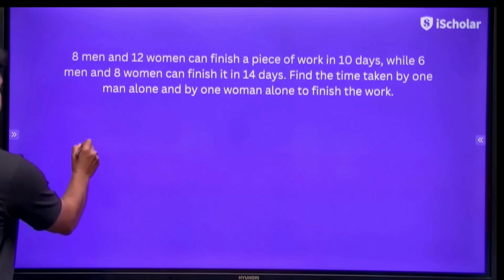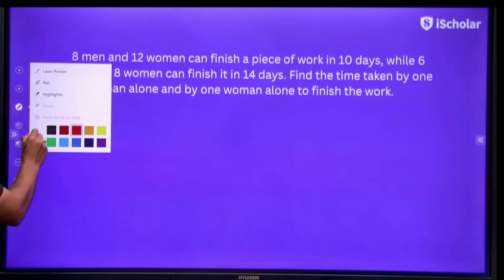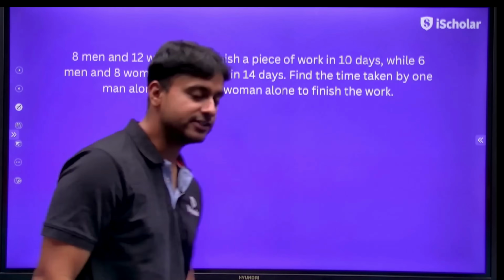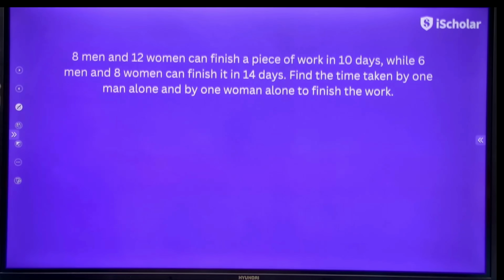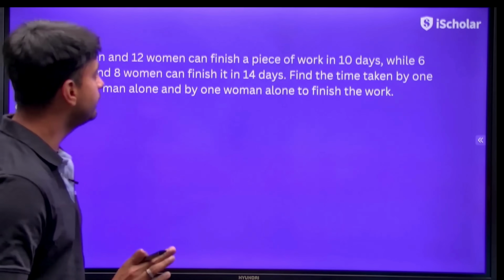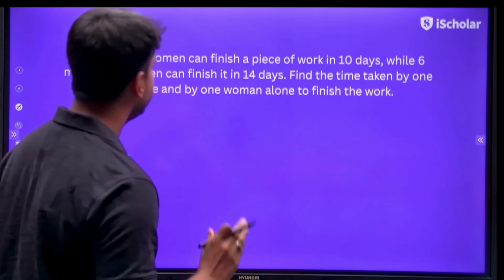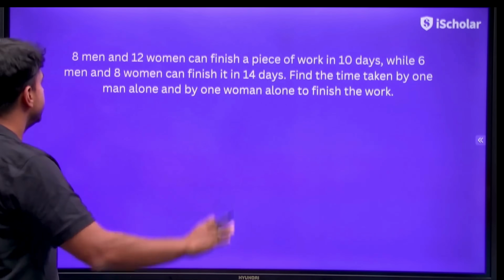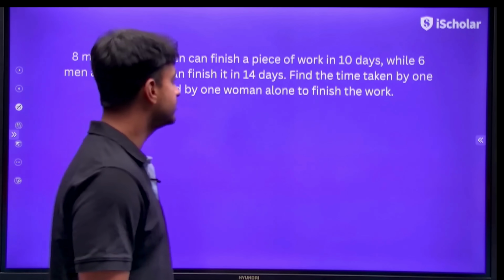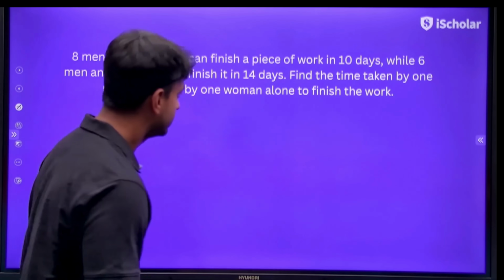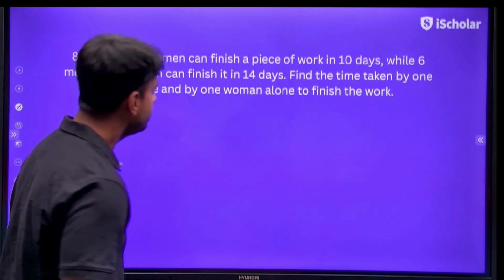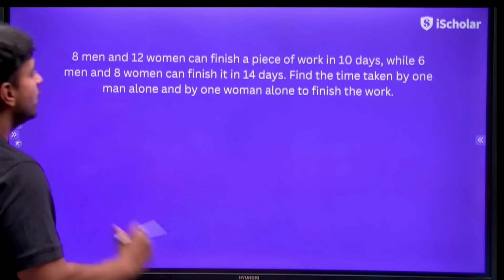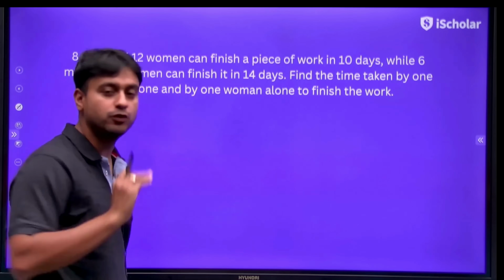Let's take up a very interesting problem. This is one of my favorite types of questions which I actually ask my students to solve. 8 men and 12 women can complete a piece of work in 10 days, while 6 men and 8 women can finish the work in 14 days. Find the time taken by 1 man alone and 1 woman alone to finish the work.